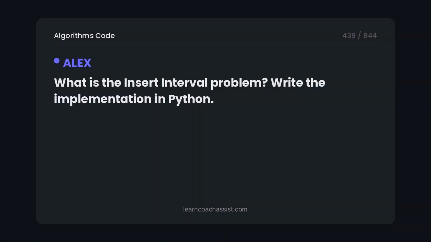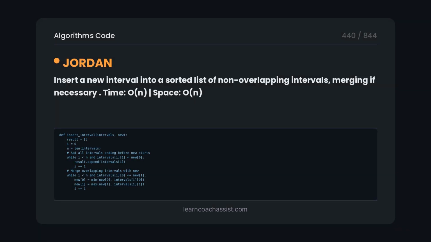What is the insert interval problem? Write the implementation in Python. Insert a new interval into a sorted list of non-overlapping intervals, merging if necessary. Time: O(N), space: O(N).